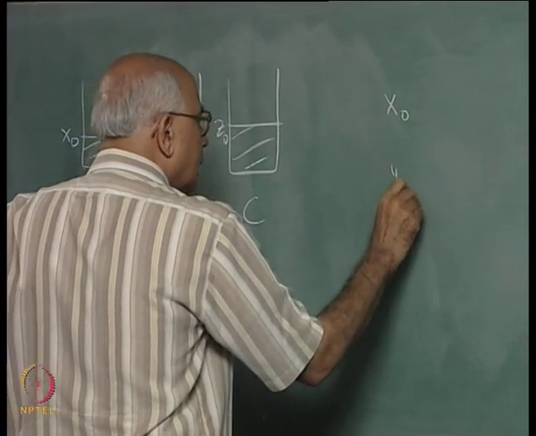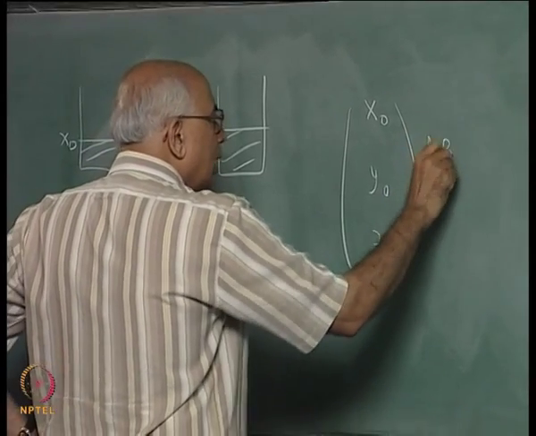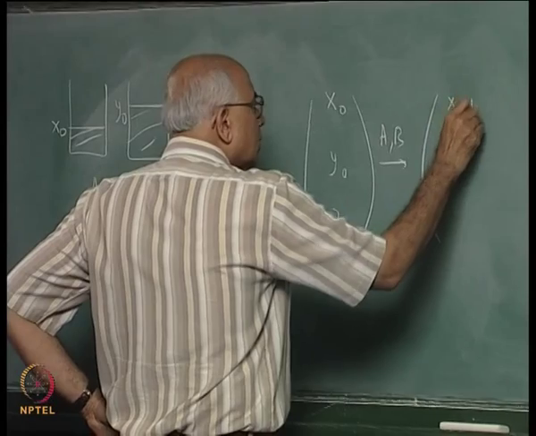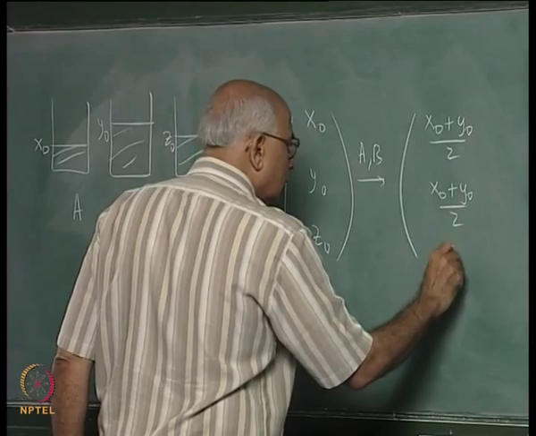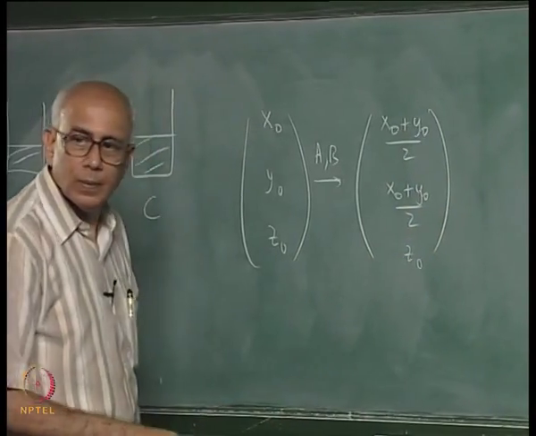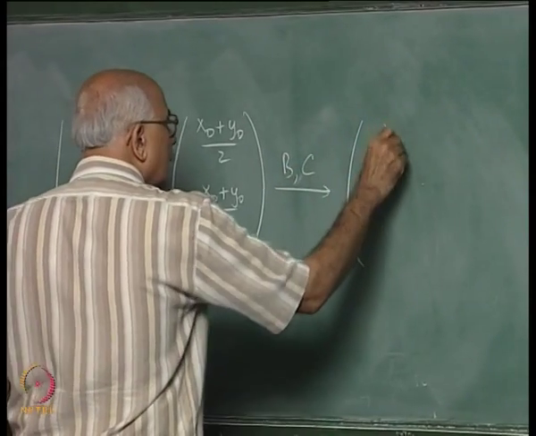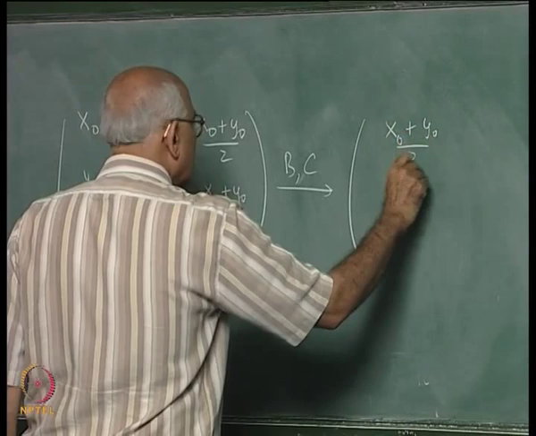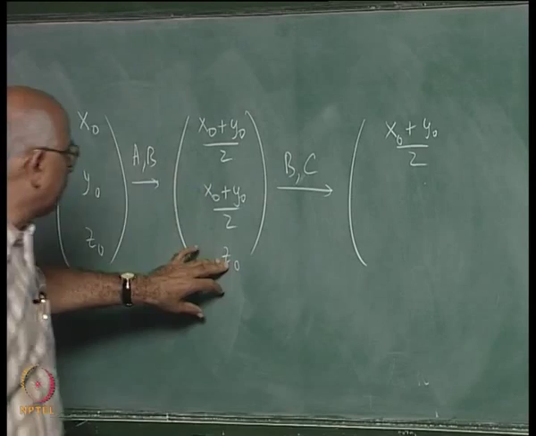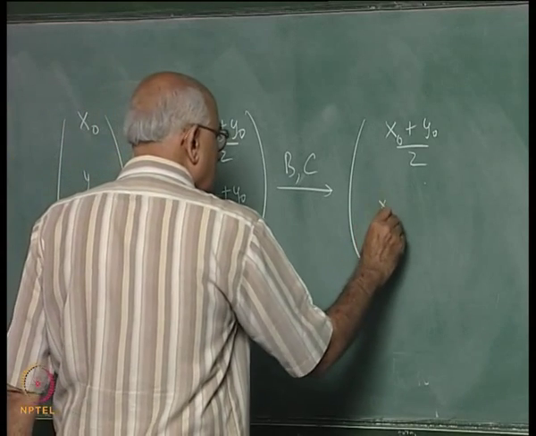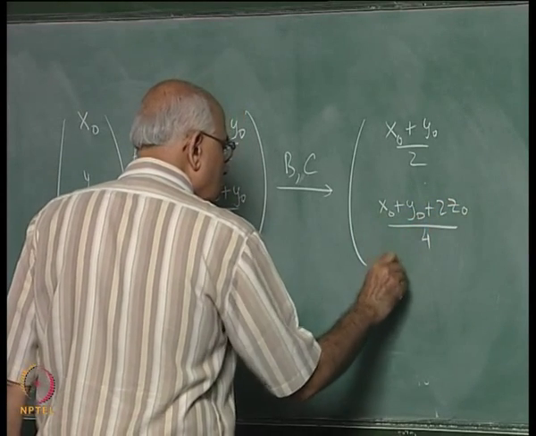Well, we start with x naught, and let us put them down as a matrix: y naught, z naught. And I take the two glasses A, B and equalize. So what I have done is to make this x naught plus y naught over 2, x naught plus y naught over 2, and z naught. And then I do the same for B and C. So this remains as it is, but these two get equalized. So this is this plus that divided by 4, so it is x naught plus y naught plus twice z naught divided by 4, and so is this.